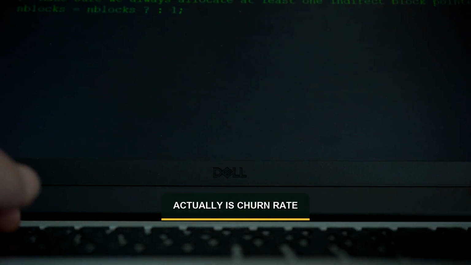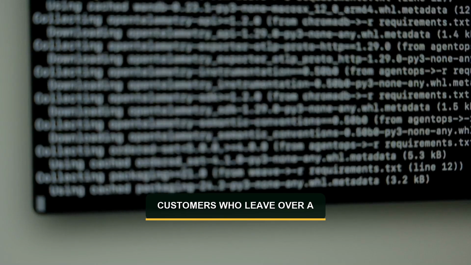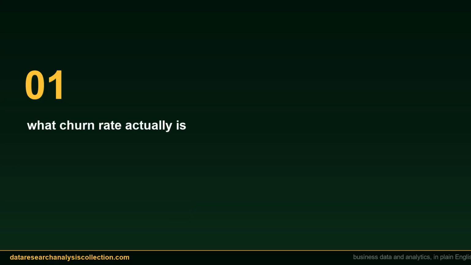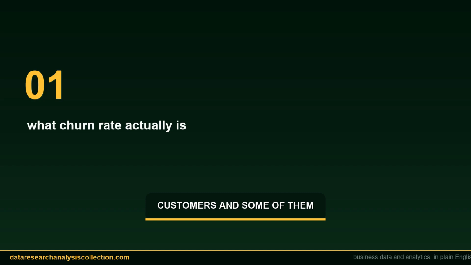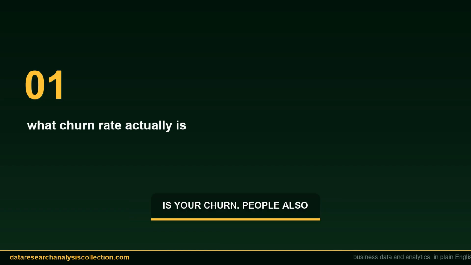What churn rate actually is. Churn rate is the share of your customers who leave over a set period of time, usually a month. That is the whole idea. If you start the month with a group of paying customers and some of them cancel by the end of it, the percentage that walked away is your churn.